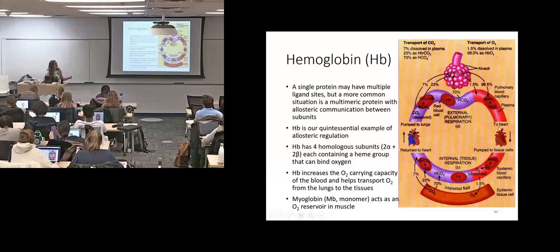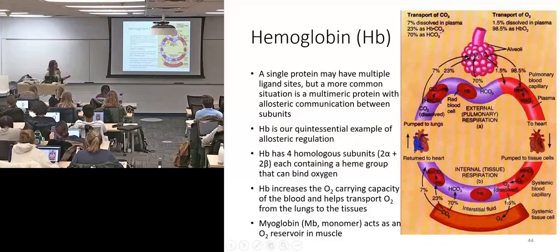In the lungs, your heart pumps it out to the rest of your body. It gets exchanged into your tissues. It'll release the oxygen. Oxygen can get stored in muscle tissue. The hemoglobin will now pick up CO2 and carry it back out.